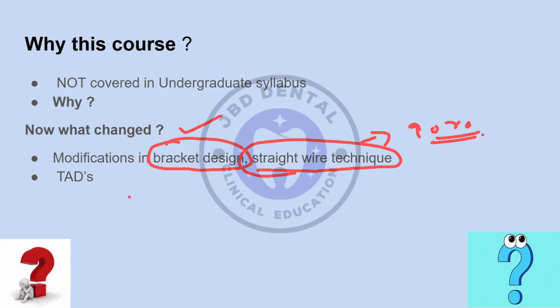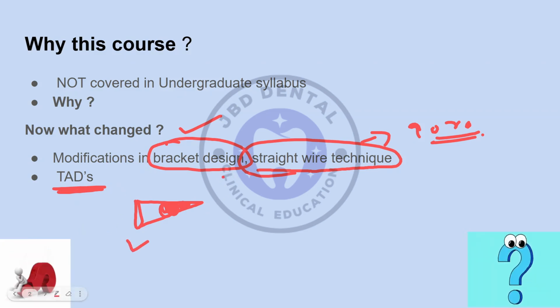Also, now the complications in your biomechanics can be corrected mid-treatment by using temporary anchorage devices. These are nothing but mini screws which we implant onto the alveolar bone, and these mini screws are used to push or pull a tooth. Because of these modifications in bracket designs and the introduction of temporary anchorage devices, you will be able to do 90% of the cases that are visiting your clinic.